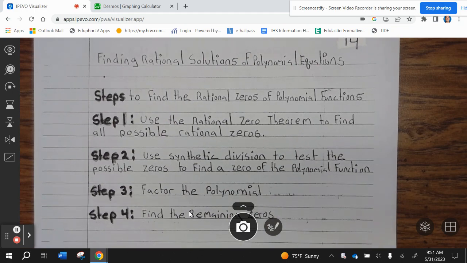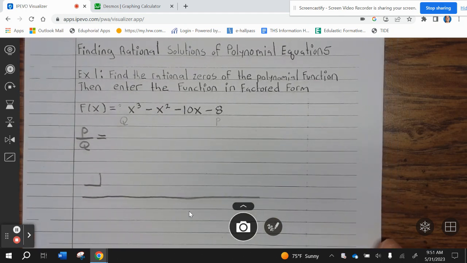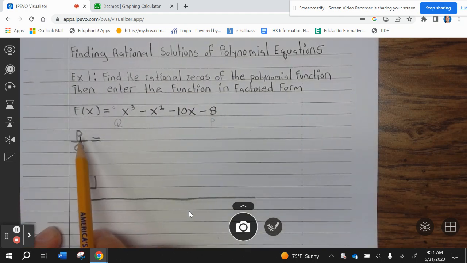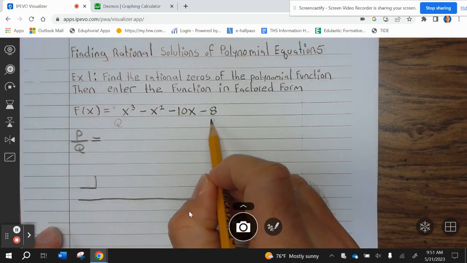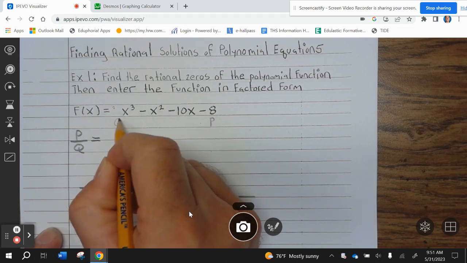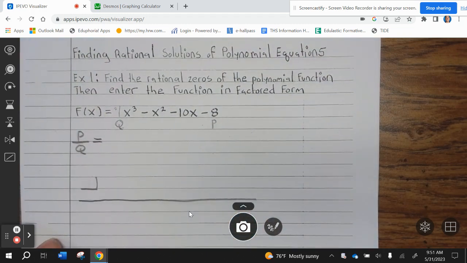All right, let's take a look at the next page. Finding rational solutions of polynomial equations. Example 1. Find the rational zeros of the polynomial function, then enter the function in the factored form. So the rational zeros can be found by using p divided by q, where p is the factors of the last number and q is the factors of the first number.